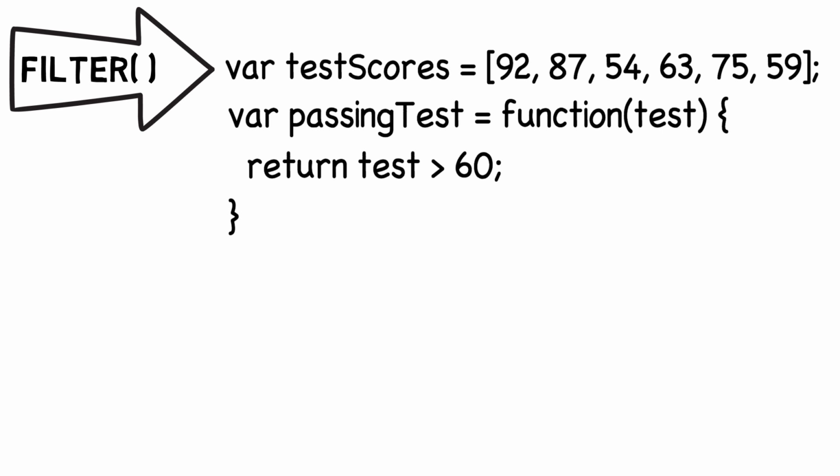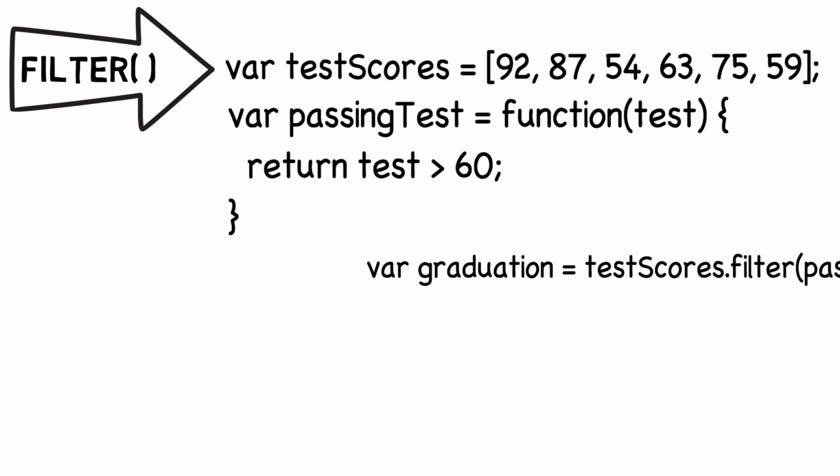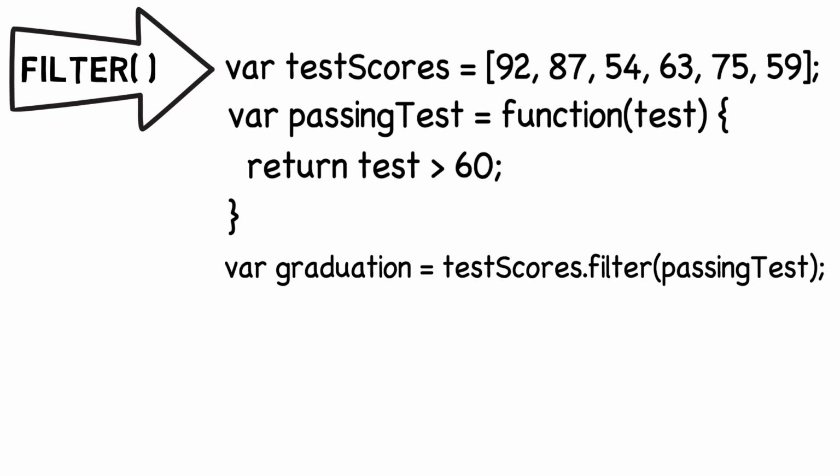Let's go ahead and declare a variable called graduation. This array will contain all the passing tests. That means the student is graduating. We'll simply run the filter method on our array. Within the parentheses, we will put in our argument of the function expression that will run on every element in the array. It will return a true or false value for each element and create a new array in which only the elements that are true will find themselves in the new array.